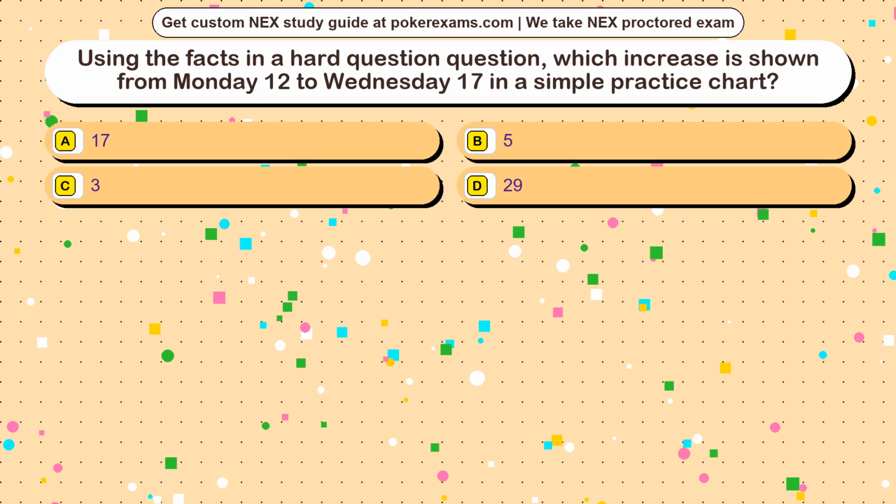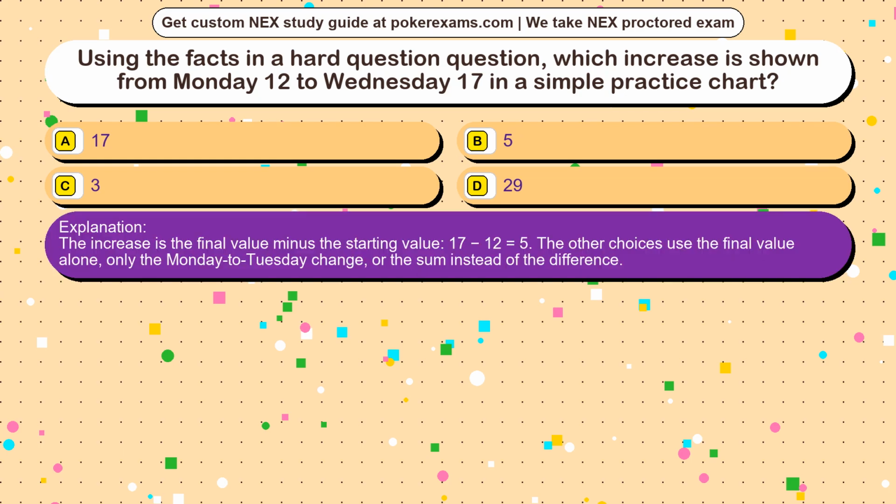The correct answer is option. The increase is the final value minus the starting value, 17 minus 12 equals 5. The other choices use the final value alone, only the Monday to Tuesday change, or the sum instead of the difference.